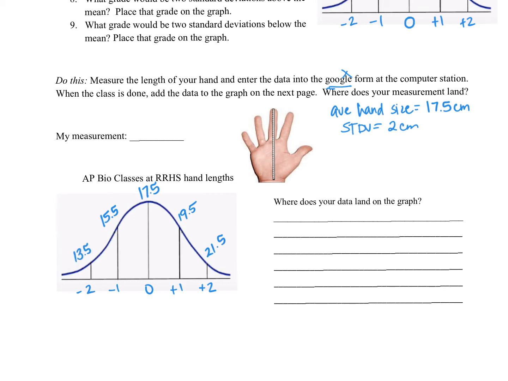So now you can look at the data and find out where your own measurement falls. Are you right on the average? Are you within one standard deviation? Are you between 1 and 2 standard deviations? Are you higher than 2 standard deviations? Are you lower? This data gives us an idea of where our data points fall and how far a data point is from the average.